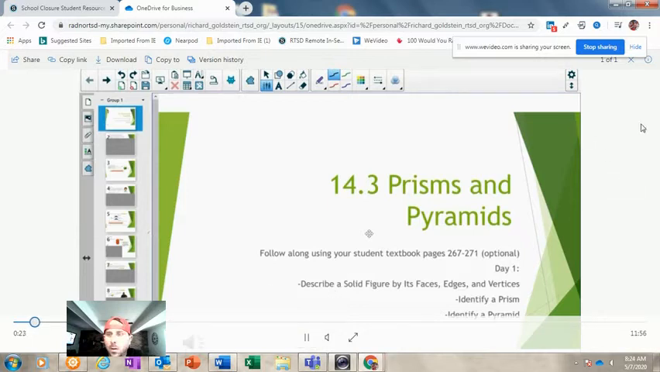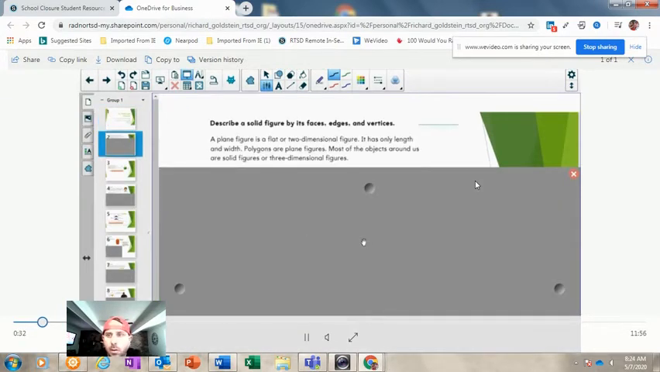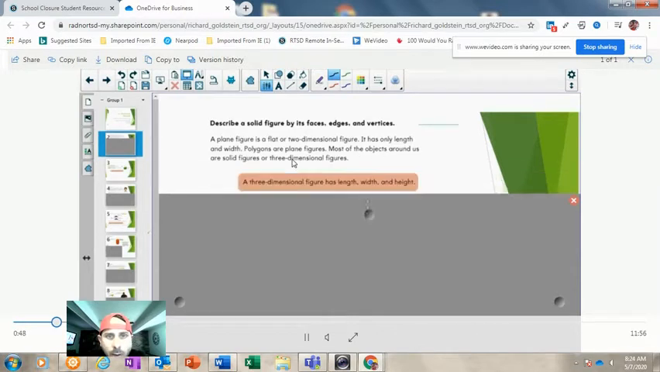So today we're going to take a virtual tour through the prisms and pyramids of Egypt. Well, maybe not, but we are going to take a look inside your math textbook. It starts off with describe a solid figure by its faces, edges, and vertices. A plane figure is a flat or two-dimensional surface. It has only length and width. Polygons are plane figures. Most of the objects around us are solid figures and three-dimensional.